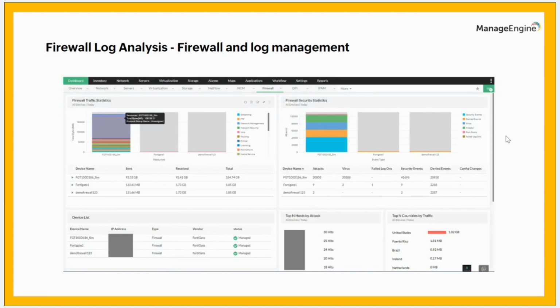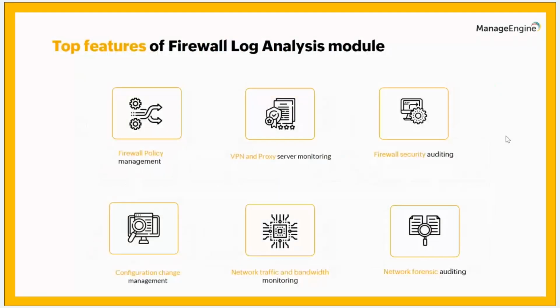So here are some of the top features of this module. The first one is firewall policy management. With this feature, you will be able to administer rules and policies to multiple firewalls, thereby ensuring compliance of rules, identify rule anomalies, and optimize the existing rule set for enhanced security. And the next feature is VPN and proxy server monitoring, which will help you ensure network privacy by monitoring active VPN users, user-specific and user group-specific VPN usage, sessions, and bandwidth consumed.